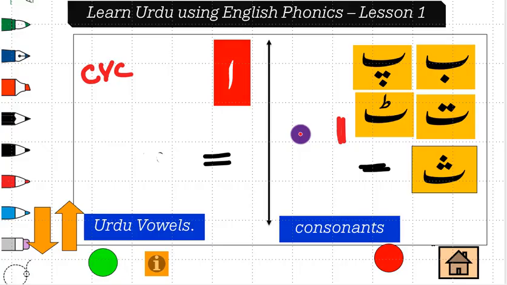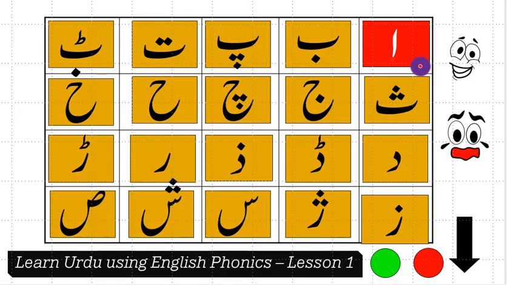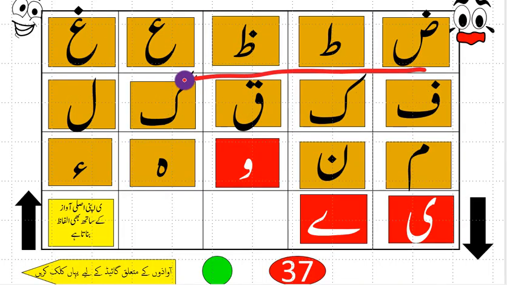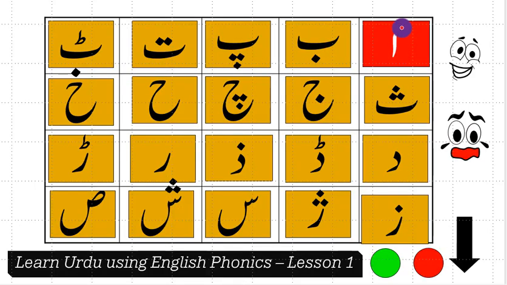Now I'll be showing you the alphabetical chart of Urdu. It starts from the right hand side. This is the first alphabet, and then we go right to left, right to left. On the second page, again starting from right to left. These are all 37 alphabets. We will not be using the alphabetical order, which is what we have over here.